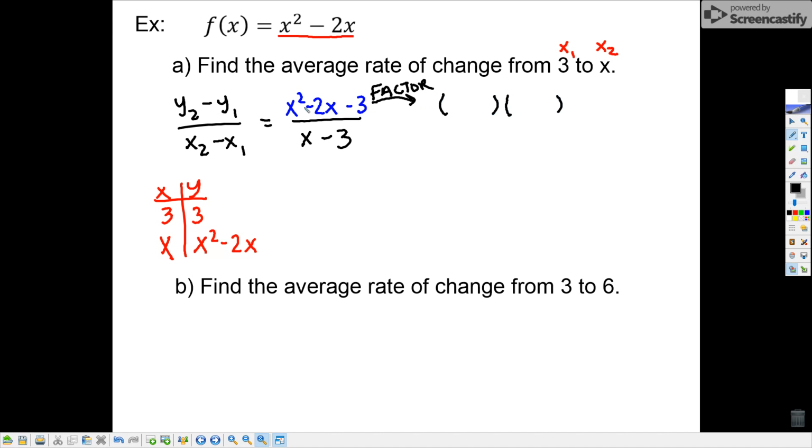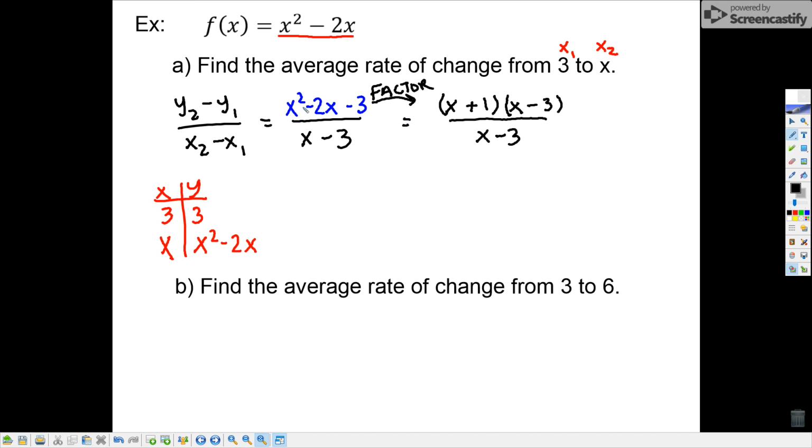If your first term is just x squared, where there are 3 terms total, then the first term in each set of parentheses will be an x, because x times x gives you x squared. To find the last term, you find the factors of your last term. So the factors of 3 are 1 and 3. To figure out the signs, I need to figure out which number needs to be negative so that when I add them together, I get -2. So a -3 plus 1 would give me a -2.